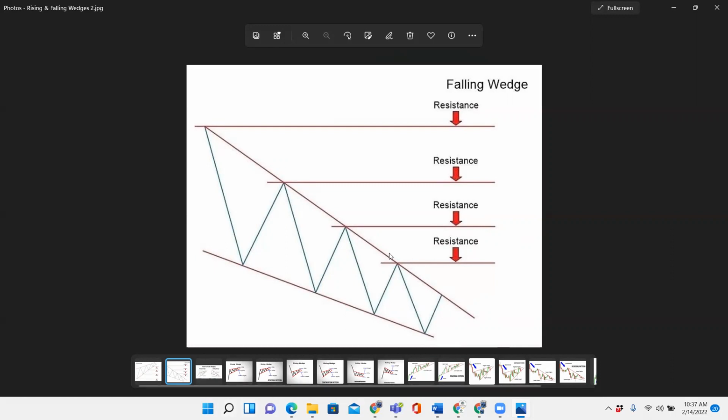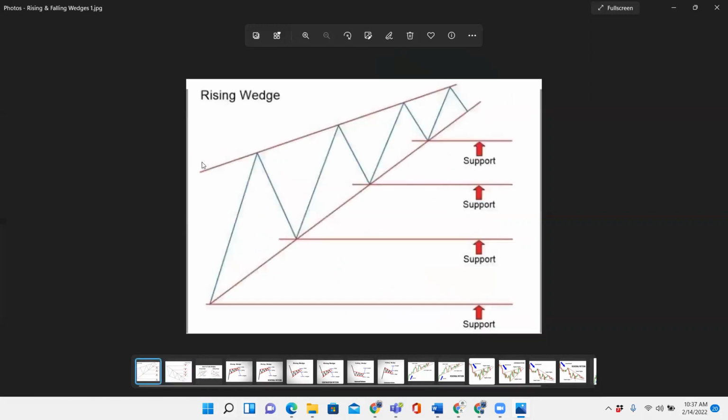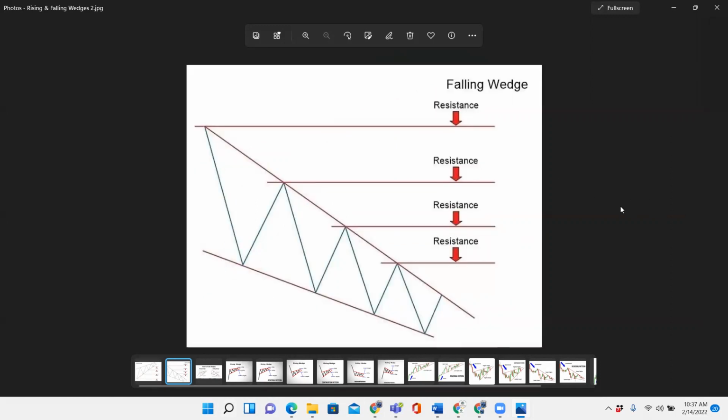So, like I said, every resistance line has a support line. The same way as we have the rising wedge, we have our support on the bottom, we have our resistance on the top. So now on the falling wedge, we have our resistance on the top, and then we have our support on the bottom. The direction is just going differently. One's making new higher highs and higher lows. The other one's making lower highs and lower lows.